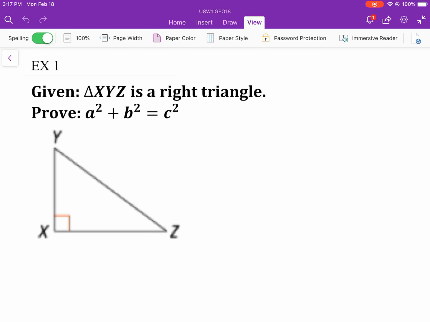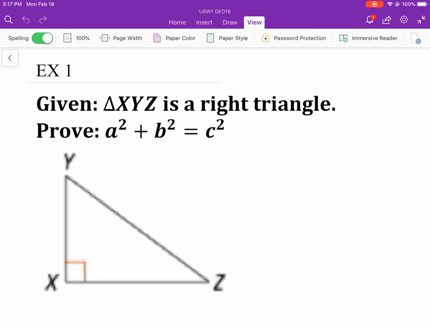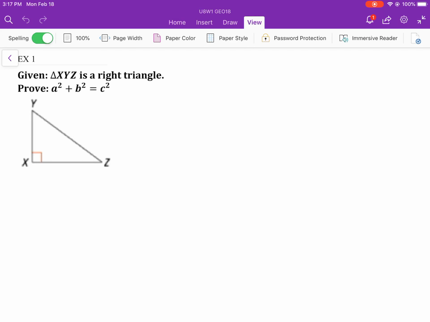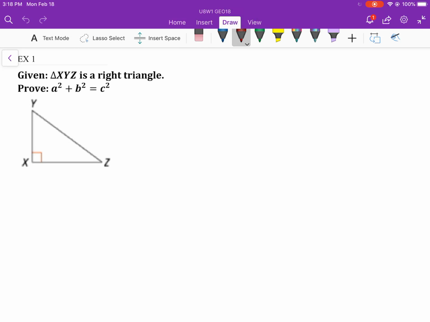So, example 1. Given that it's a right triangle, prove the Pythagorean theorem. This one is actually a pretty fun proof. So let's rock it. Step number 1: draw an altitude from there to there, and label this intersection as W.